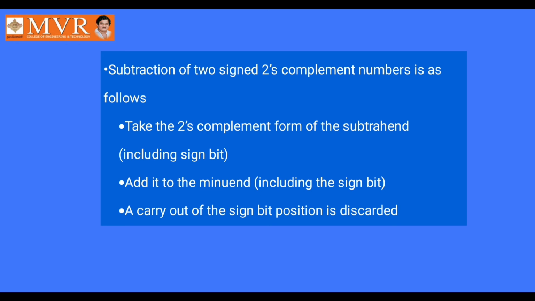But in the second case, if the first value is less than the second value, then no carry is generated. In this procedure, no carry is generated. Then what to do? If there is no carry generated, simply find the two's complement of that temporary sum, and whatever two's complement you got, put a minus symbol in front of it, and that will be your final result.